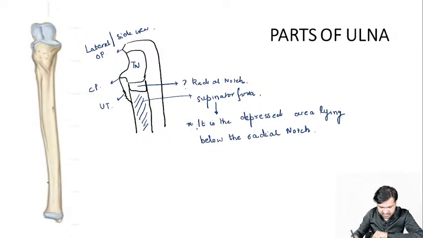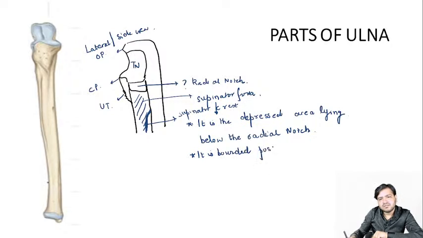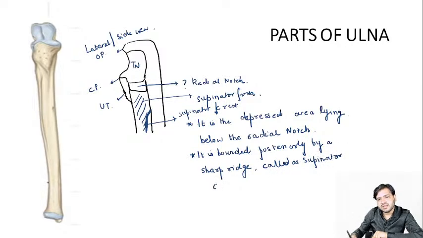It is bounded posteriorly by a sharp ridge that is called the supinator crest. So write down, it is bounded posteriorly, at the back, by a sharp ridge. Remember, it is called the supinator crest, guys.